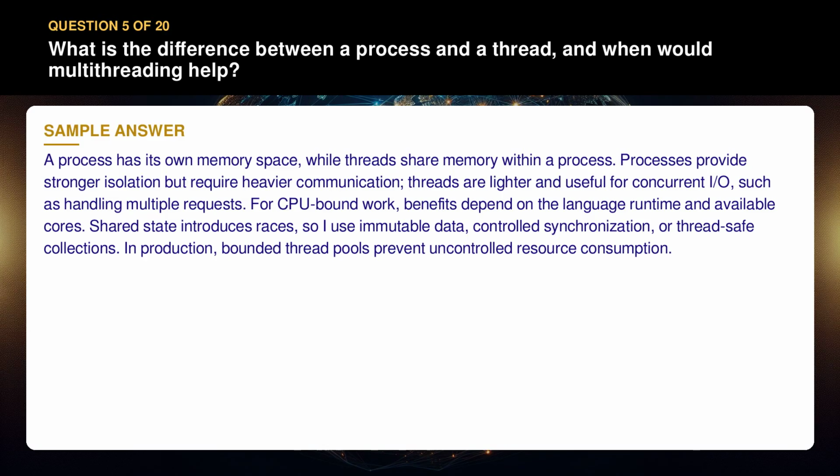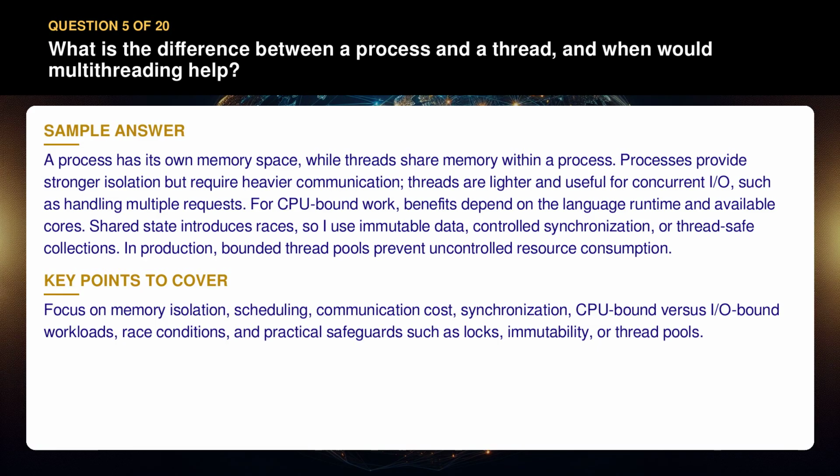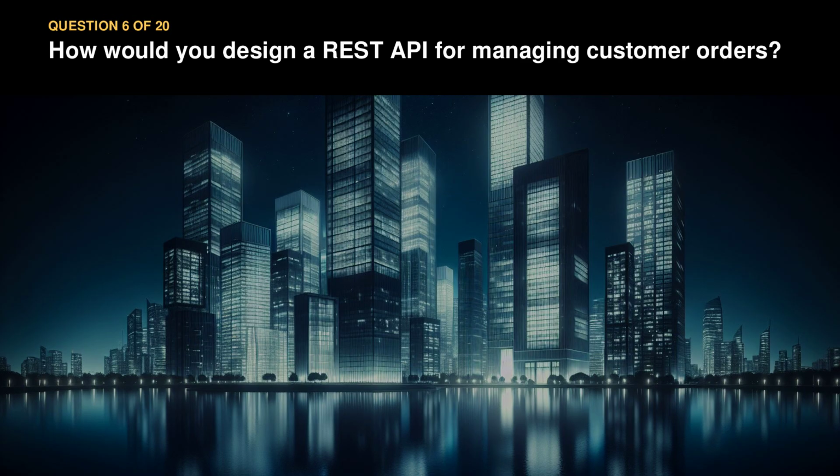For CPU-bound work, benefits depend on the language runtime and available cores. Shared state introduces races, so I use immutable data, controlled synchronization, or thread-safe collections. In production, bounded thread pools prevent uncontrolled resource consumption. Focus on memory isolation, scheduling, communication cost, synchronization, CPU-bound versus I/O-bound workloads, race conditions, and practical safeguards such as locks, immutability, or thread pools.